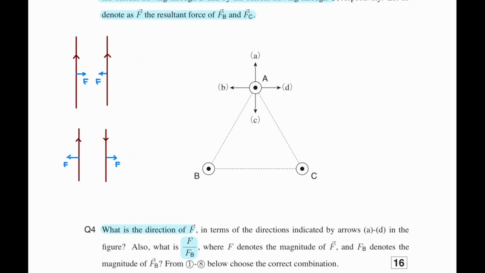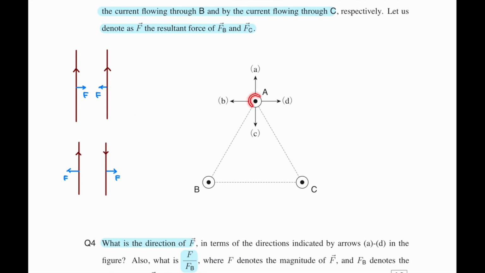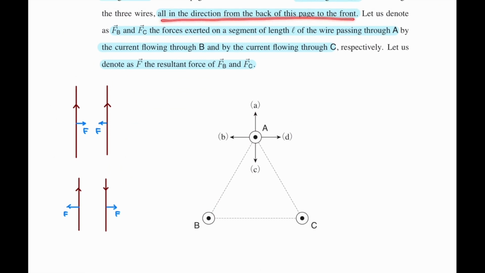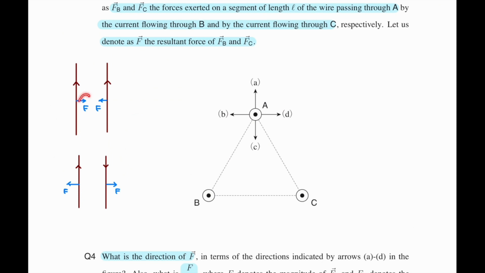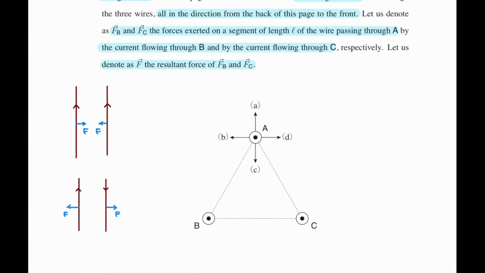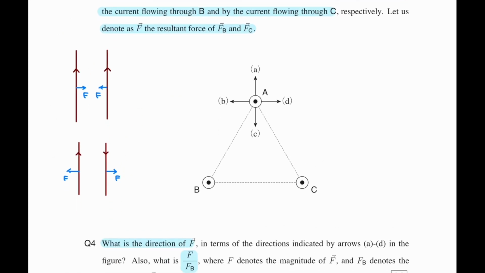Okay, since the direction of the current in wires A, B and C are all in the same direction, there will be an attractive force between A and B, and A with C. So if I draw the force acting on A, since we focus on A, the direction of the magnetic force acting on A due to B is attractive, like this.